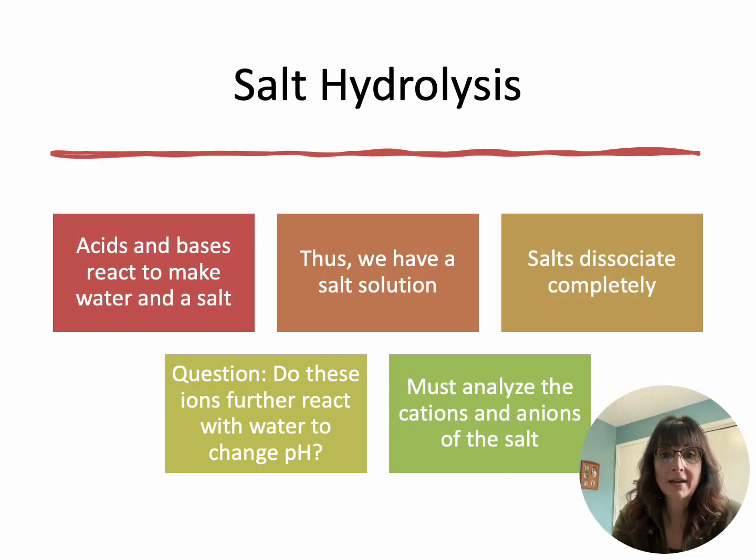So we know that acids and bases react together to make water and a salt. Well, we know those salts break down completely. So what we have is a salt solution. What we need to now consider is, do those ions from the salt further react with water to change the pH? So we're going to have to analyze the cations, the anions, and then the cations and anions together.